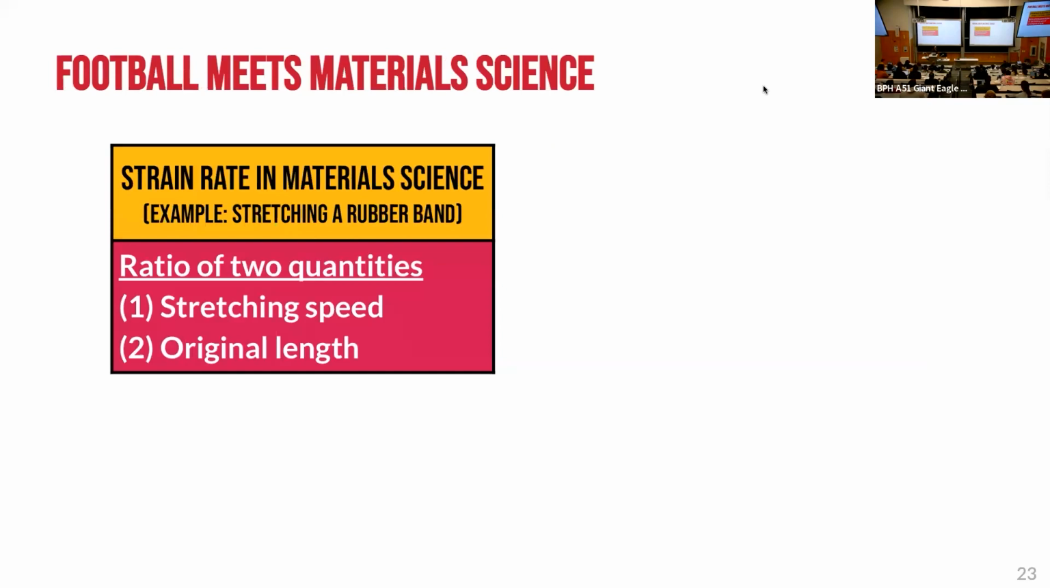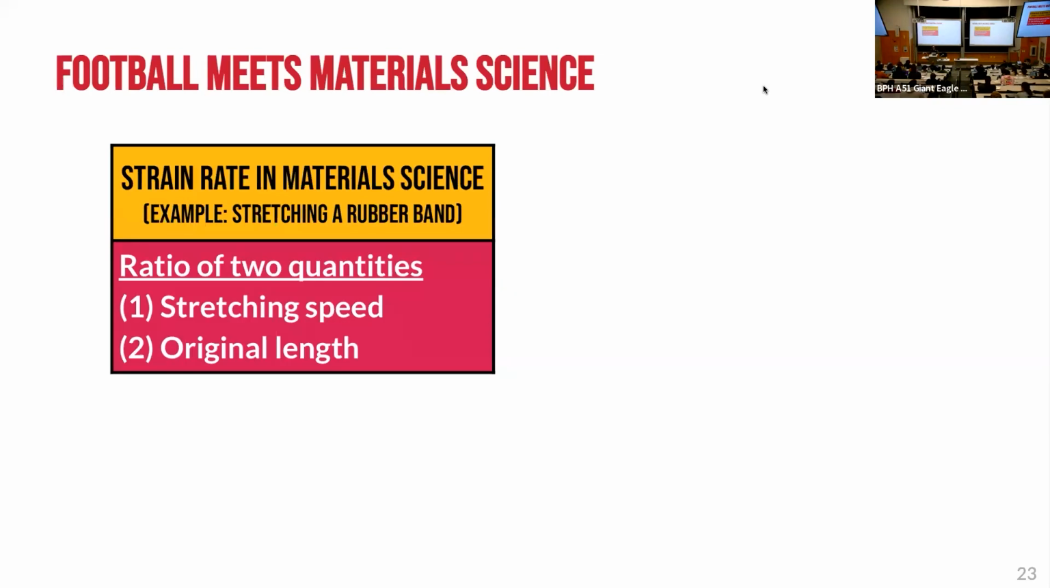Okay, so what is strain rate? What I'm holding in my hand right now is a rubber band. In material science, the action of stretching a rubber band illustrates the concept of strain rate. The strain rate is defined as the ratio between two quantities: the speed at which the two ends of a rubber band are moving away from each other, I just broke it, and the original length of the band.